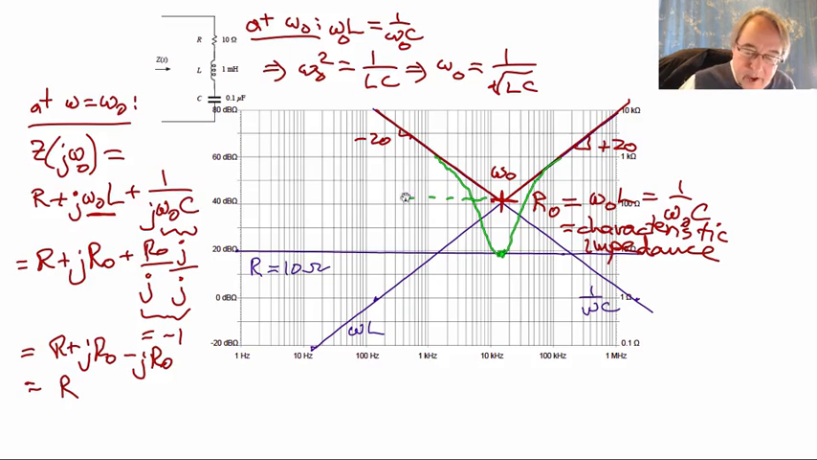So the Q factor we defined as the deviation of the actual curve from the asymptotes at omega naught. So this distance here is Q in decibels. If it's not in decibels, it's the ratio. So Q here is equal to R naught, this value, divided by this value, which is R. So we can get an expression for what the Q is also.